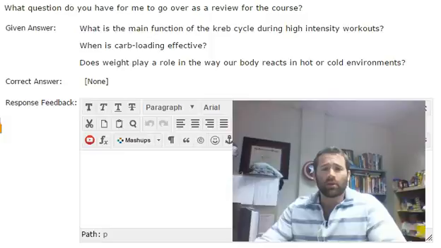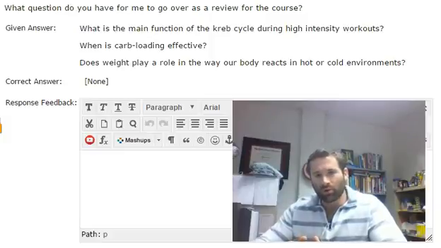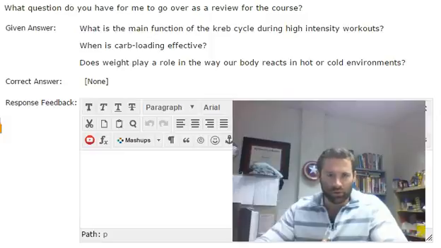So, first one, what's the main function? Energy production. Specifically, we can talk about that Krebs cycle, to where depending on if we're at lower intensities, we're going to be able to utilize fatty acids through beta oxidation as the major fuel source. But once we get up to higher intensities, that's when we're going to switch over to aerobically breaking down glucose.